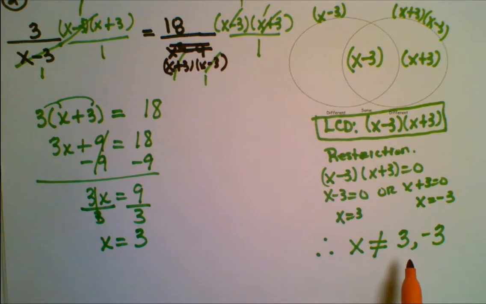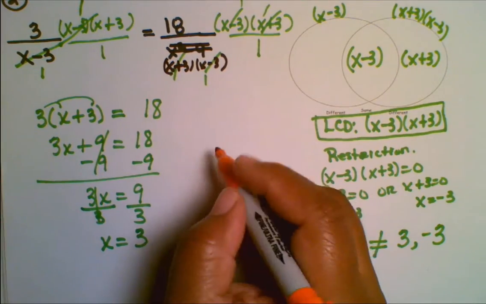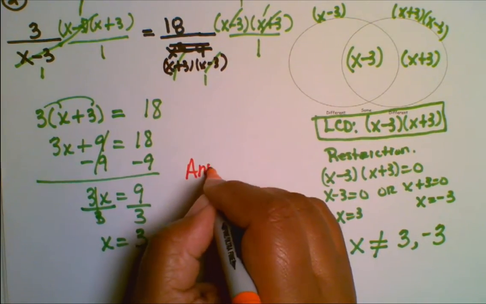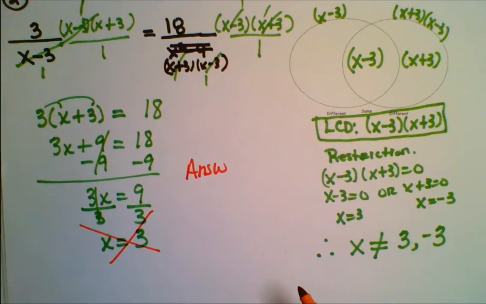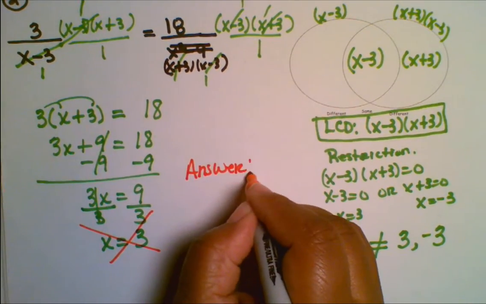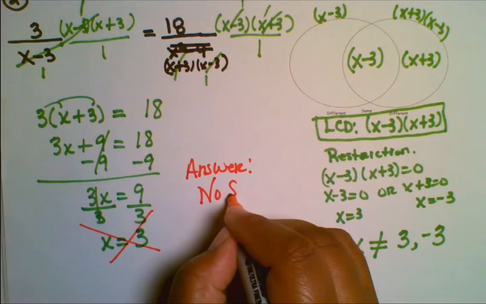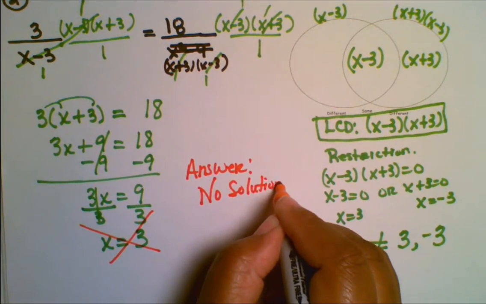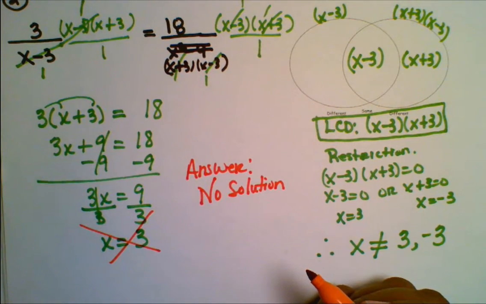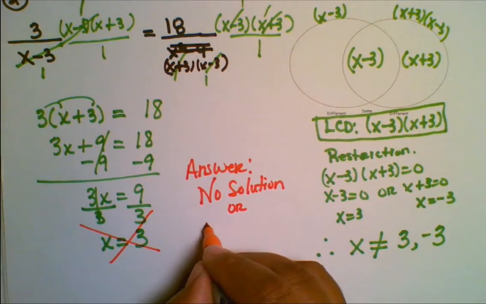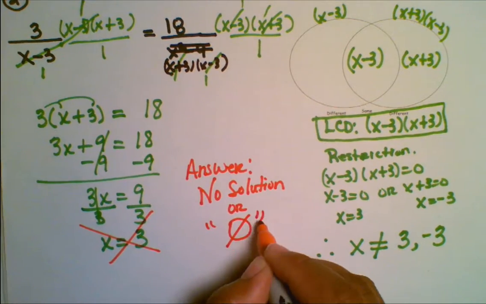Because we said that our denominator cannot be 3, nor can it be negative 3. So in the event that this happens, this is what we call an extraneous solution. We have a solution that's not going to work out. So, because this cannot be our solution, we would say that this example 2 does not have a solution. We would say no solution, or you can use the symbol. And here's the symbol for no solution.